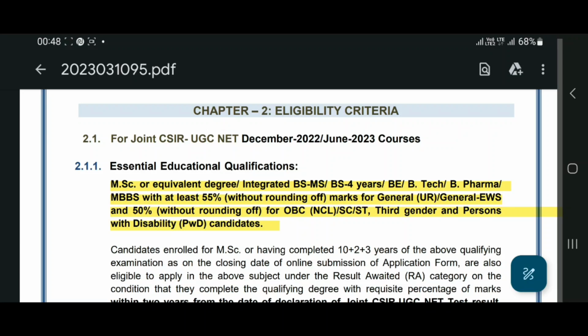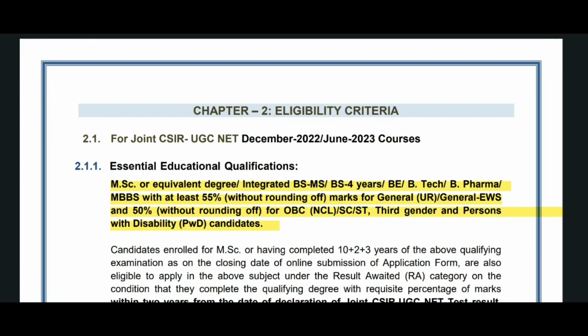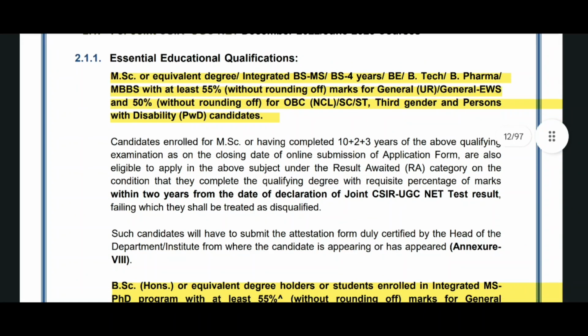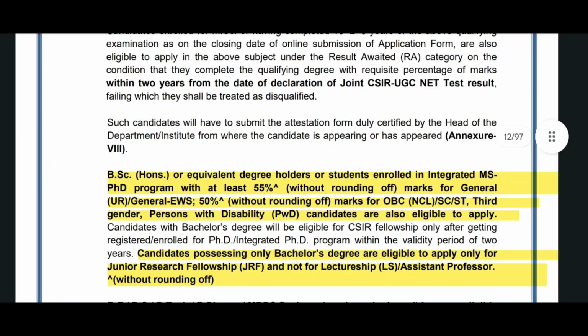That means if you have 54.9 in the general category, then also you are not eligible to give that test, because they have already written without rounding off. That means you cannot give that examination.